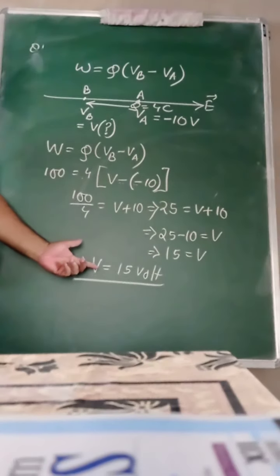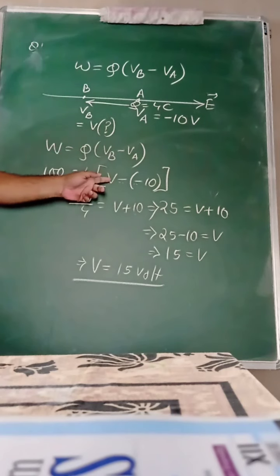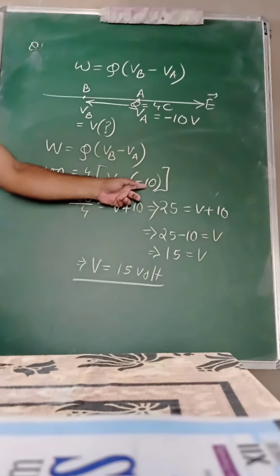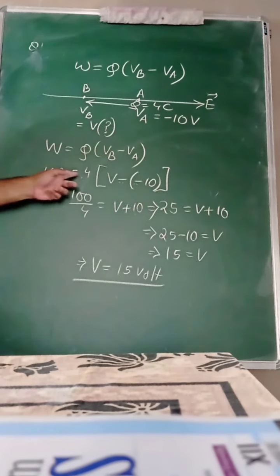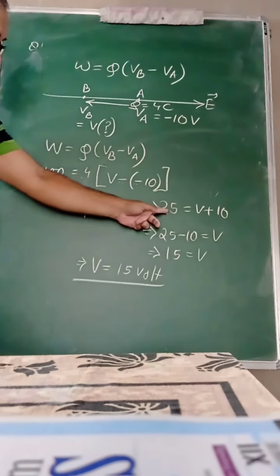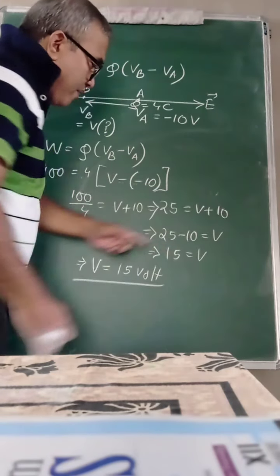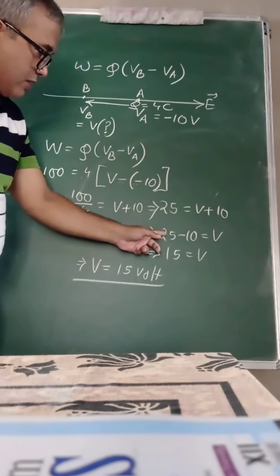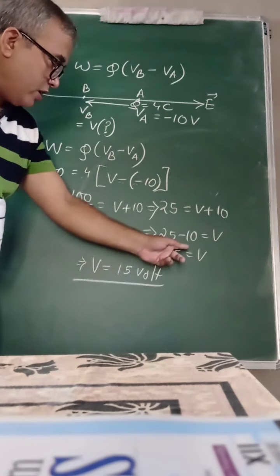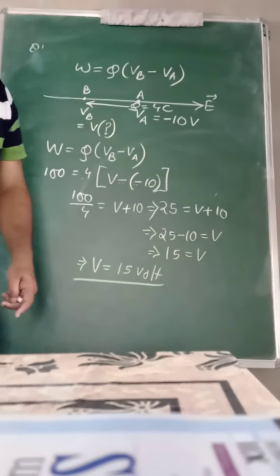Is it clear? So W is 100 joule, Q is 4, VB is V, which we have to calculate, VA is minus 10 volt. Minus times minus gives plus, so V plus 10. 100 by 4 is 25. The 10 is taken to the left hand side, so 25 minus 10 is V. So 25 minus 10 is 15. So V is 15 volt.